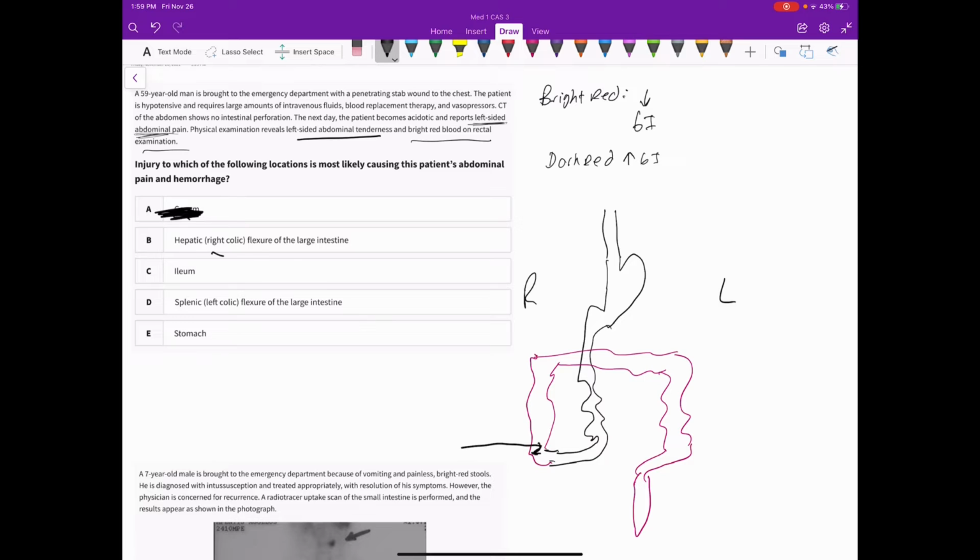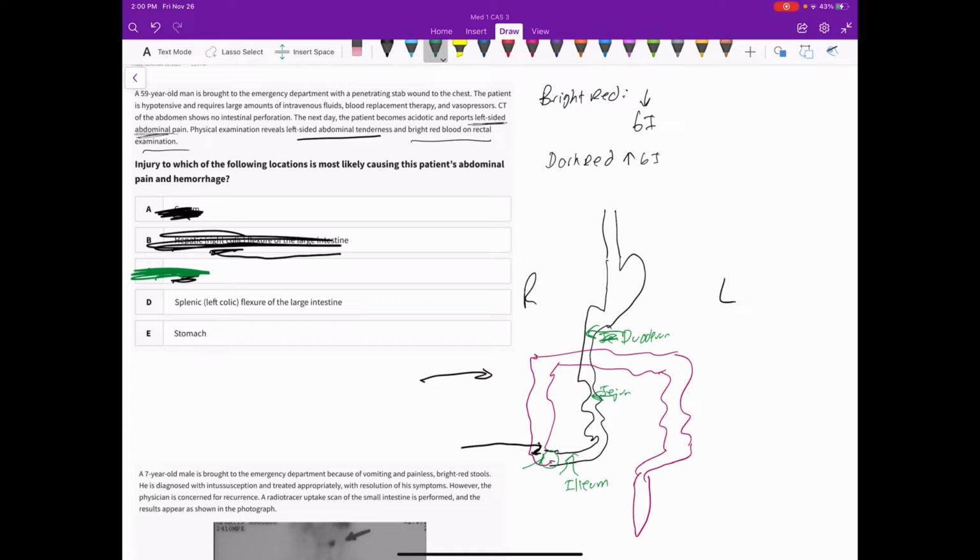Okay, so what about the hepatic right colic flexure of the large intestine? Well, it already says right colic, so it's going to be on the right side of the colon, so that's obviously not going to be correct. The ileum? Well, the ileum is potentially, right? Where is the ileum located? We have the duodenum, which is in this region, the jejunum, and then the ileum, which is connecting into the large intestine, right? Into the ileocecal valve. Cecum, ileum, ileocecal valve. And this is going to be on the right side of the body, so ileum is going to be wrong. Now we have two answers.